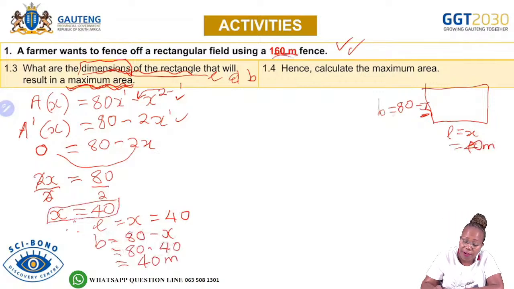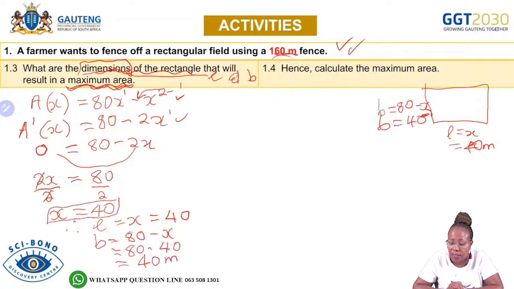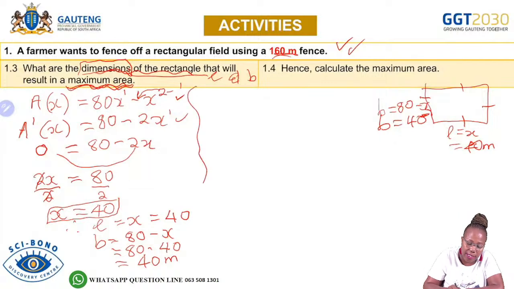Okay, grade 12. If our breadth now is equal to the length, which is 40, that means this rectangle is a what? A square. It's not just a rectangle, it's a square, because all the sides are equal. All sides equal. What type of rectangle is that? Therefore, it's a square rectangle. 1.4.